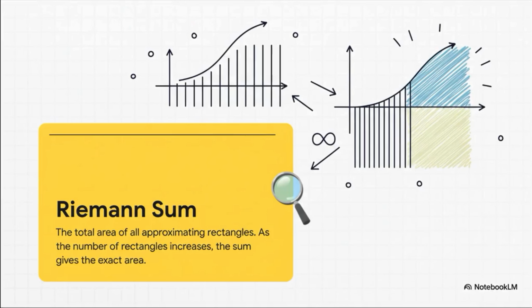Now, this whole process of adding up the areas of all those little rectangles actually has a name. It's called a Riemann sum. And here's the absolute key. As we let the number of rectangles, we call it n, approach infinity, basically making them infinitely skinny, the sum of their areas stops being just an approximation. It becomes the exact area under that curve. This whole concept of an infinite sum is really the heart of what we call the definite integral.